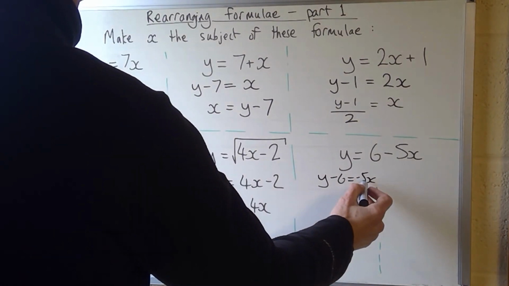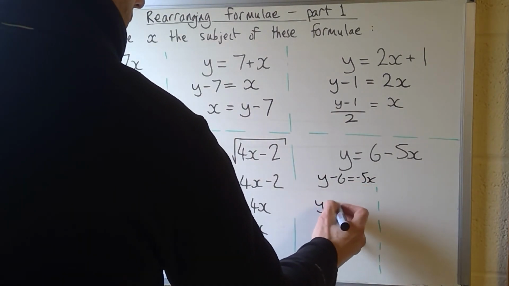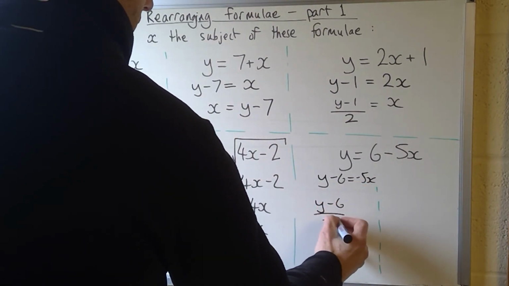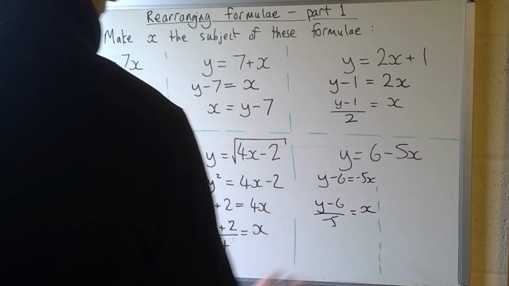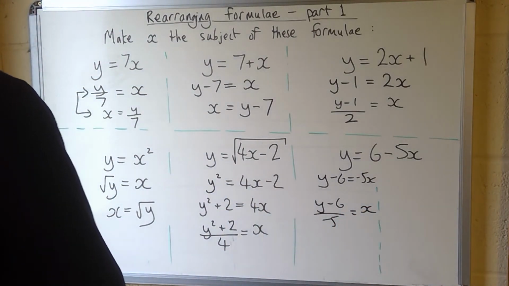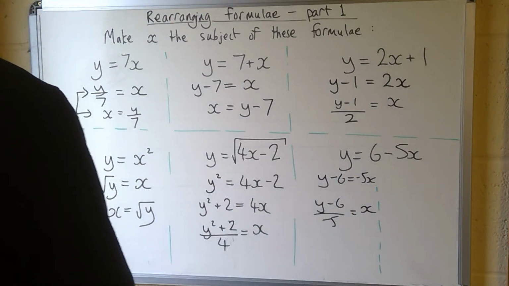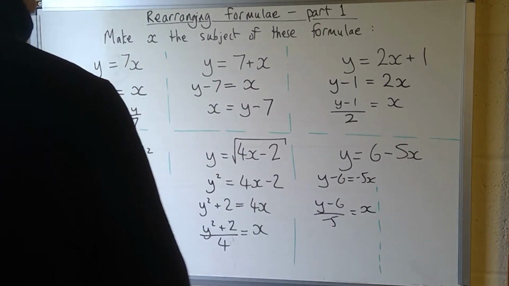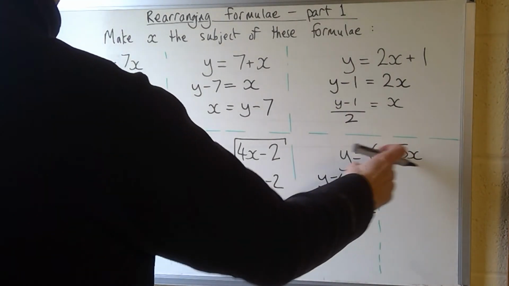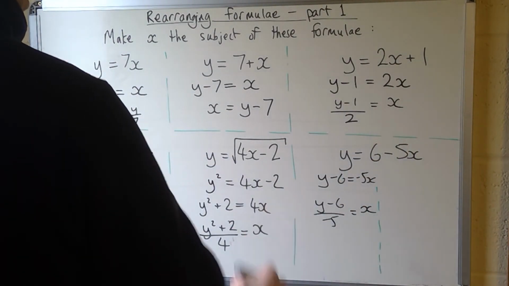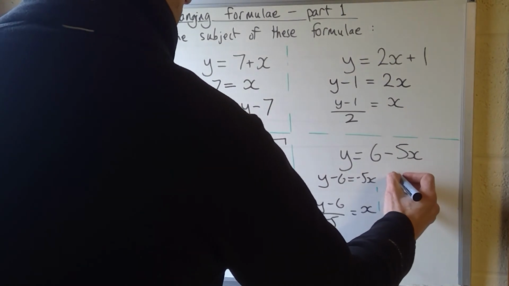Then I'm going to divide by negative 5. So I get y minus 6 all over negative 5 equals x. And that's absolutely fine doing it that way, but make sure you don't forget this negative. If you're worried about this negative, another way of doing this is to rearrange it before you start, and to add 5x to both sides.